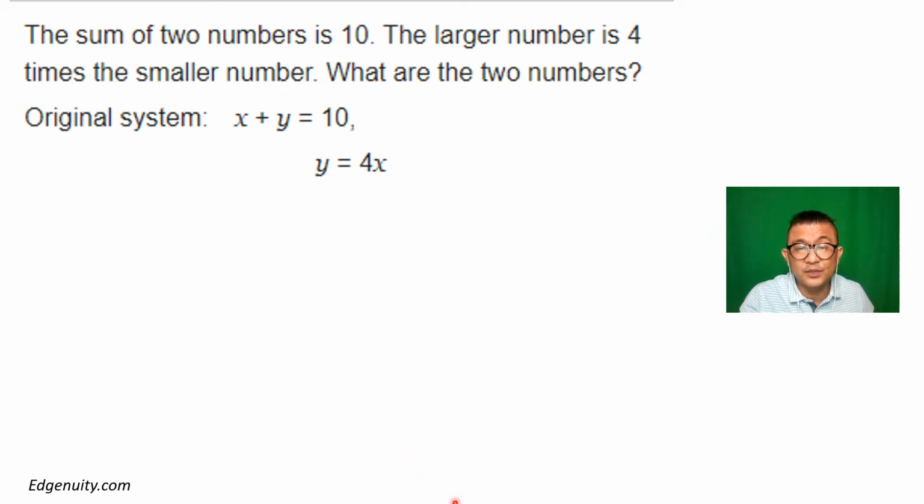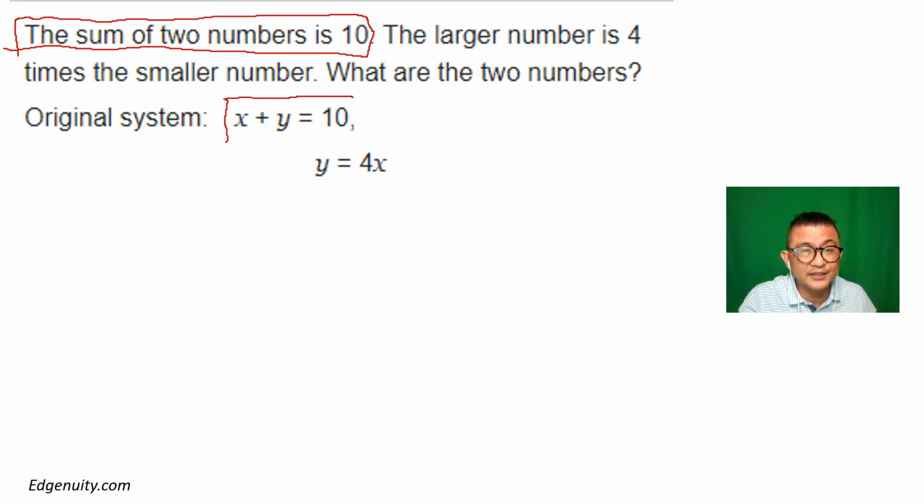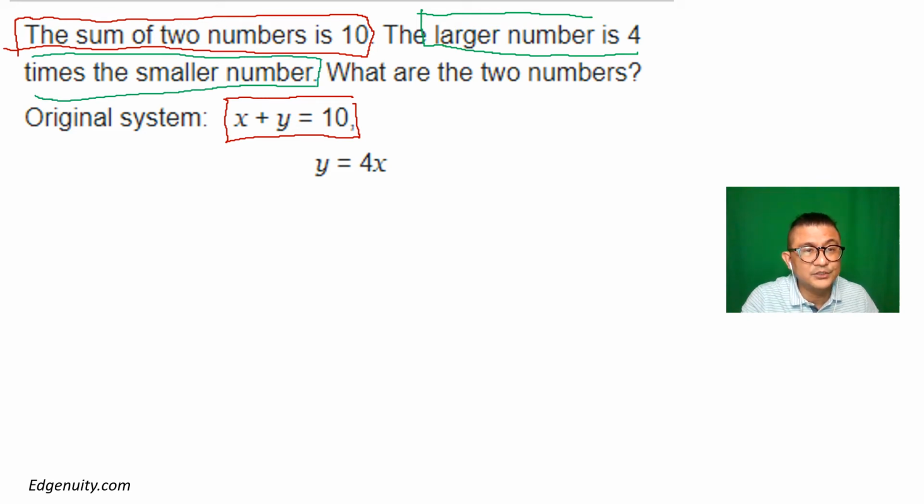So, guess what? You can make an equation for both of these. Let's start with the first one. The sum of two numbers is 10. Okay, check this out. X plus y is equal to 10, right? Words written as an equation. What else? Let's look at the second equation. The large number is 4 times the smaller number. Okay, how do I write that as an equation?